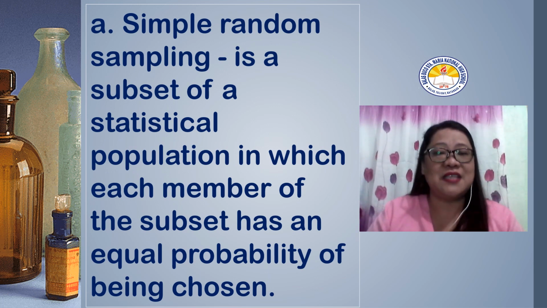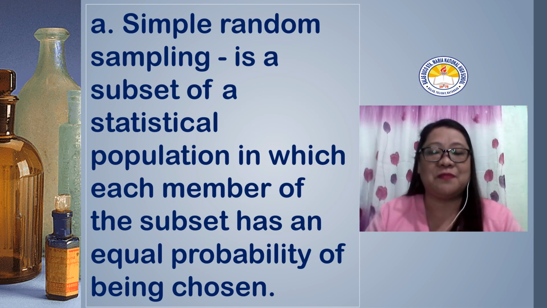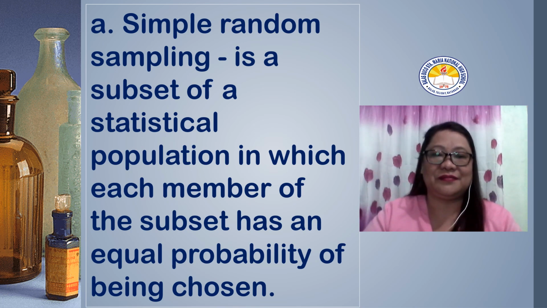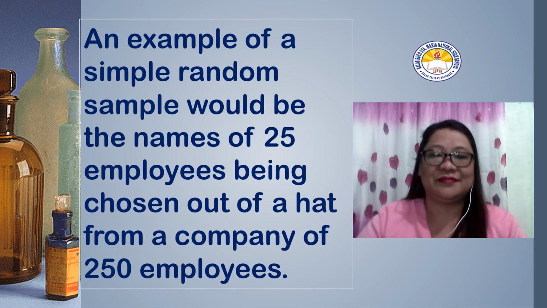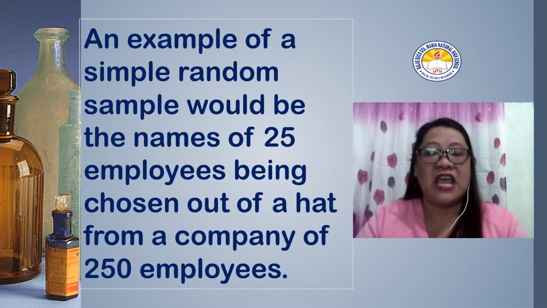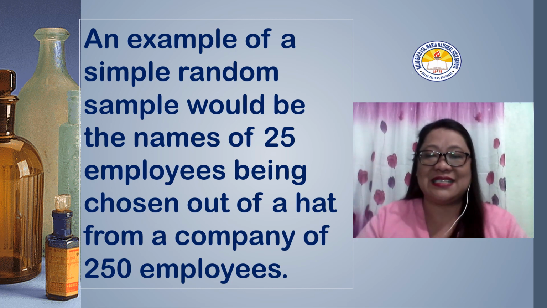Letter A is simple random sampling. It is a subset of a statistical population in which each member of the subset has an equal probability of being chosen. An example of a simple random sample would be the names of 25 employees being chosen out of a hat from a company of 250 employees.